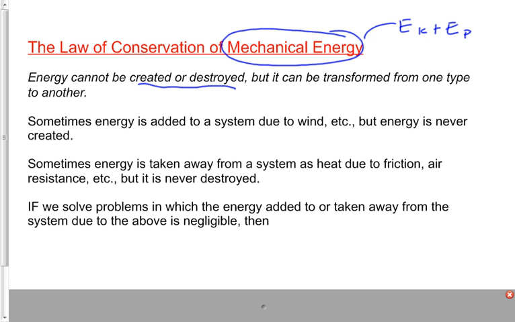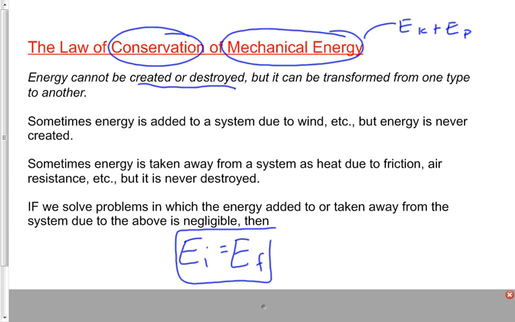There's nothing like that. If that's the case, then we will always say that whatever energy we start with, EI, will be the same as the energy that we finish with, EF. Initial energy equals final energy. The law of conservation of mechanical energy.